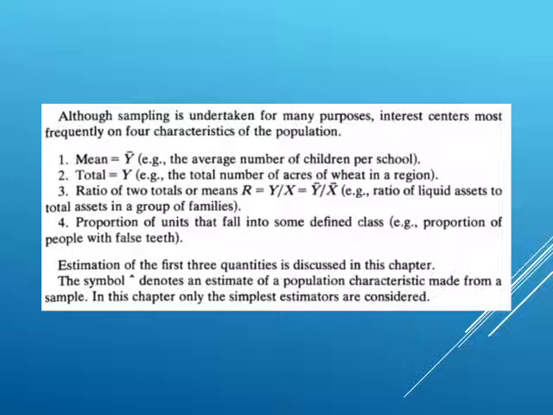Finally, the proportion of the units that fall into some defined class. For example, the proportion of the people with false teeth. Estimation of the first three quantities is discussed in this chapter. The sample estimate is denoted as an estimate of a population characteristic made from a sample. In this chapter, the simplest estimators are considered.